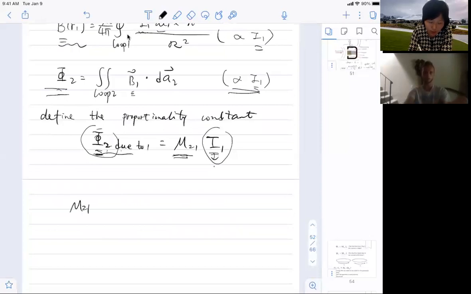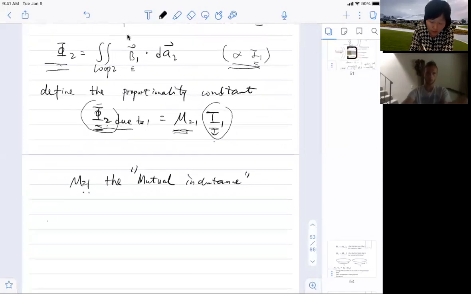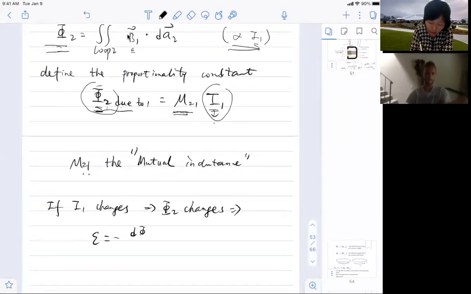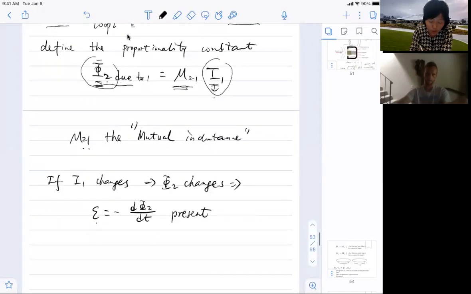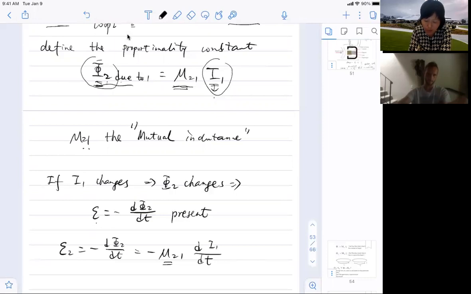So M21, we will derive the exact form for it later, but this constant we call the mutual inductance constant of loop one and two. So you can see that if I1 changes, then flux two will also change, and then according to Faraday's law, you would produce an induced EMF inside loop two. So this EMF is dV2 over dt, which is negative M21 dI1 over dt. If the flux is constant times current I, d phi dt becomes constant times dI over dt.